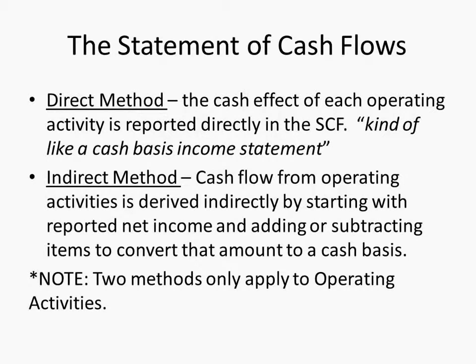In the indirect method, you will always start with net income. You derive cash indirectly by reporting net income and adding or subtracting items to convert that to a cash basis. So the difference between direct and indirect is only in the operating section. The other two sections, investing and financing, are the same. If you see something that looks like a cash basis income statement, you know you're using the direct method. If you see something that starts with net income, you know you're using the indirect method.